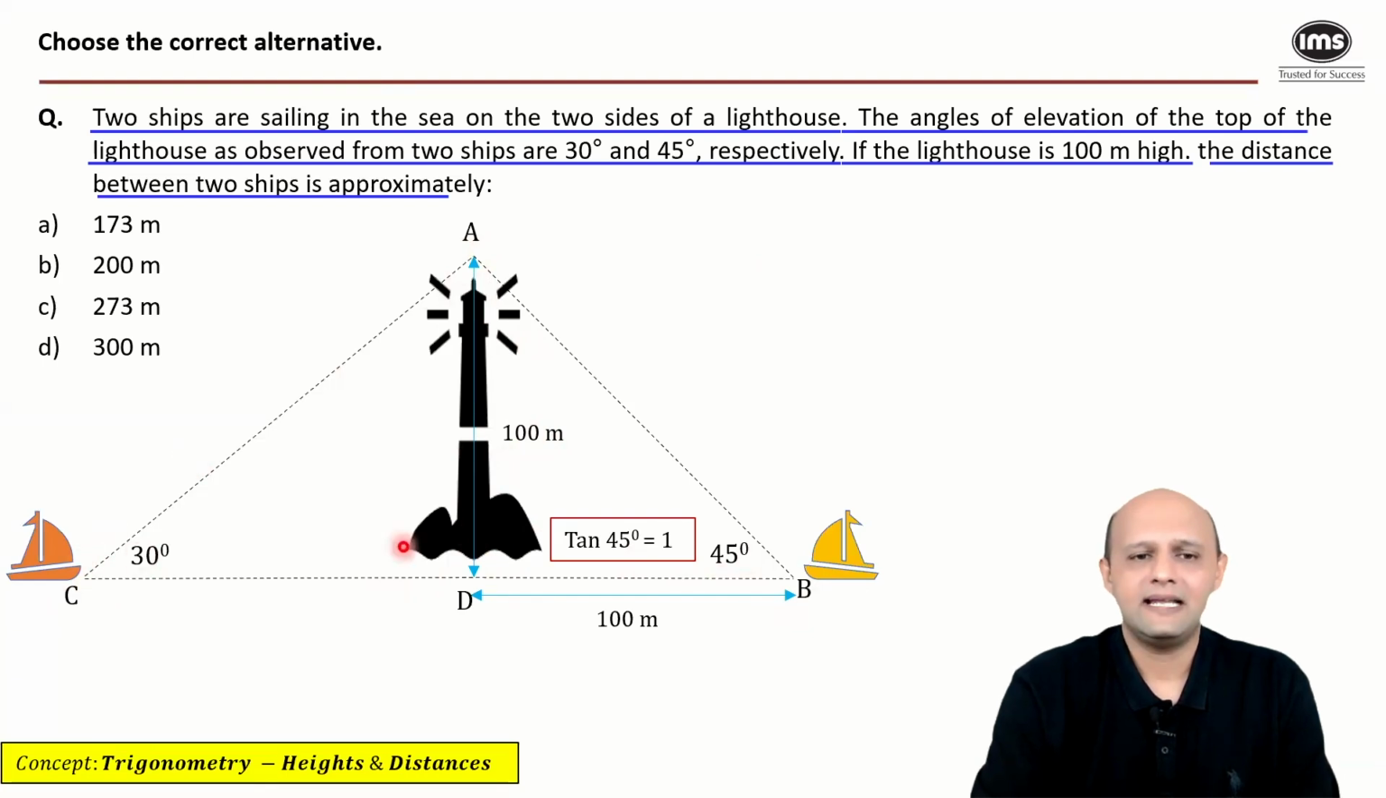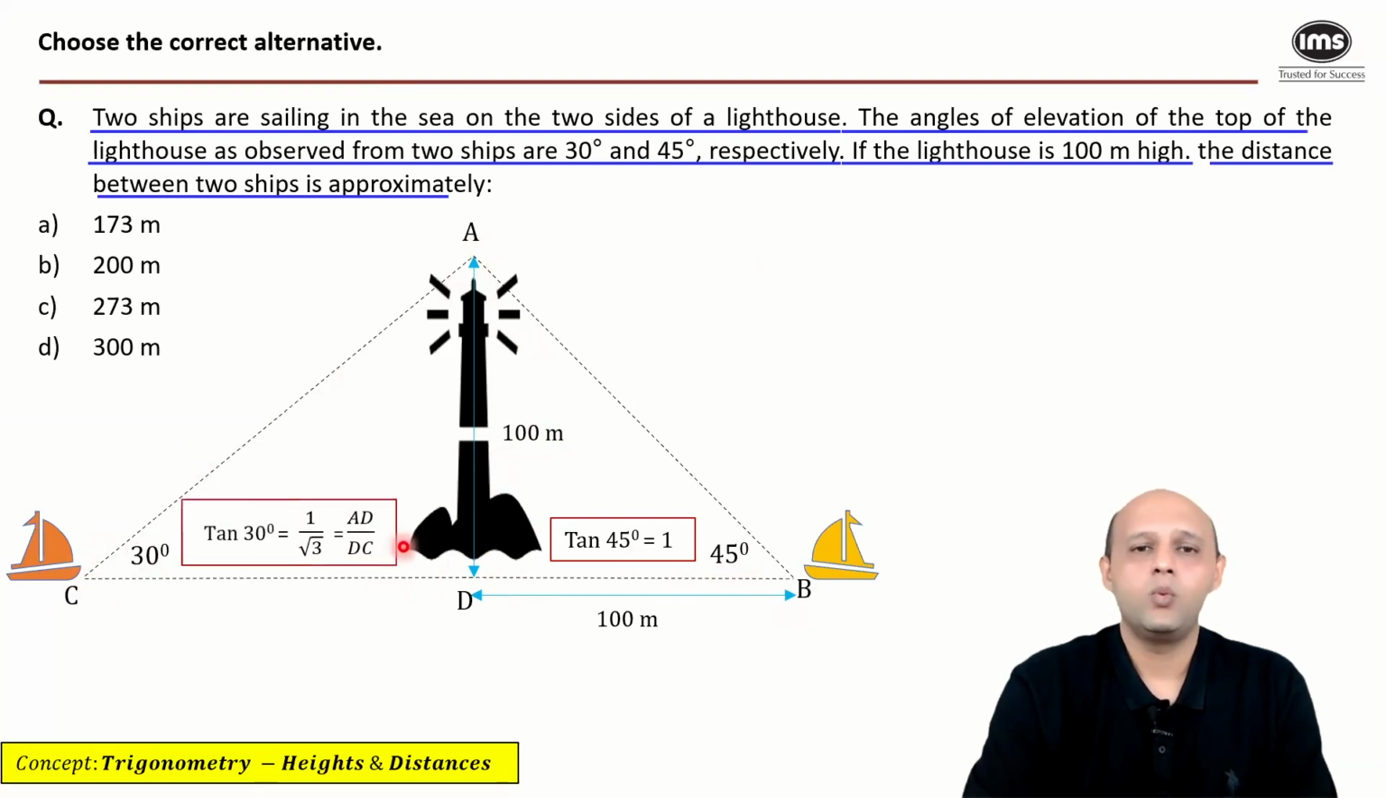ACD. What is tan 30? Tan 30 is 1 by root 3. So 1 by root 3 meaning opposite upon base. Okay, what is the opposite side's measure? It is 100. What would be the measure of the base? It would obviously be 100 root 3. So, fairly straightforward question.